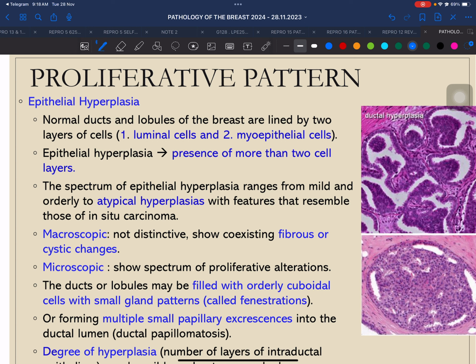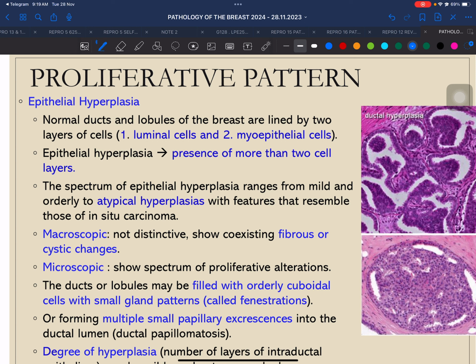The epithelial hyperplasia may range from non-atypical, orderly type of cells to atypical hyperplasia that shows some changes in terms of its sizes and pleomorphism. So there are atypical and non-atypical changes. Macroscopically, they may not be distinctive. They may show areas of fibrosis or cystic changes. Microscopically, they may show a spectrum of proliferative alterations.